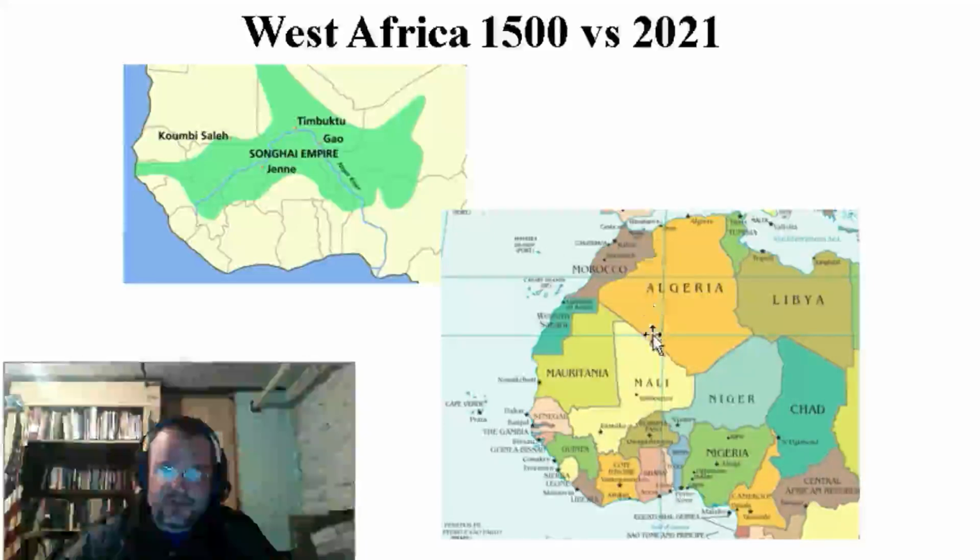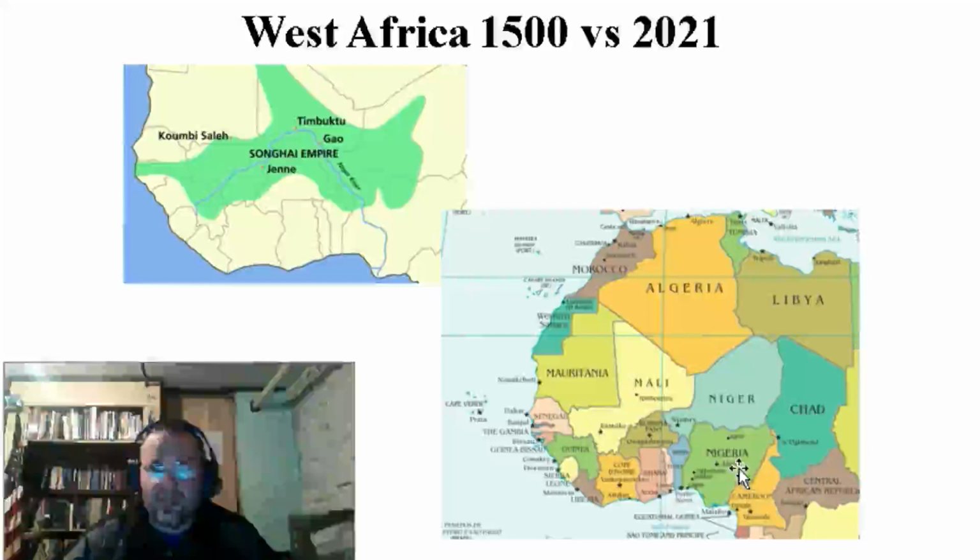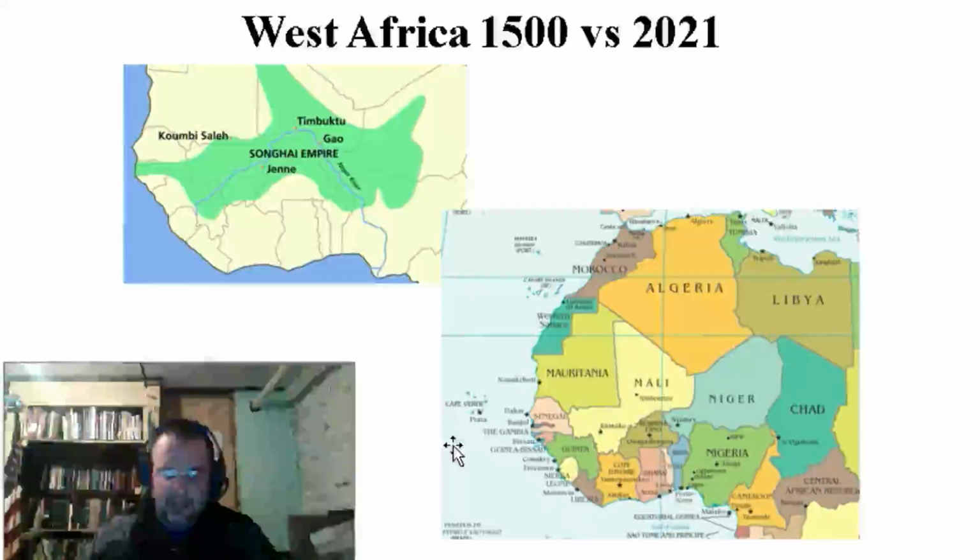Just look at this. Mali and Niger both have about 20 million people, whereas the teeny little countries here of Togo and Benin also have 20 million people, compared to Nigeria, which has an enormous population of 200 million people. So far more of the people in West Africa live here than up here.